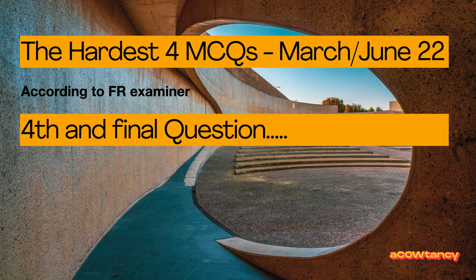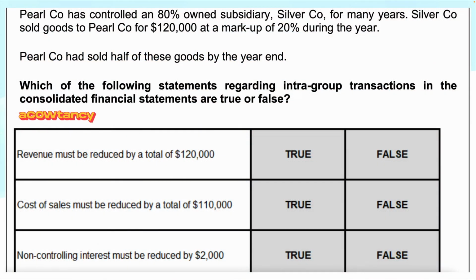Finally then, the fourth and final question, let's have a look at this. Pearl has a subsidiary that it owns 80%, controls 80%, owns 80%, controls it all. And Silver is selling goods to Pearl. So we've got the subsidiary selling to the holding company, the parent company, for 120,000 at a markup of 20%. Okay, and they'd sold these goods by the year end. Basically, this question is just looking at what's happening to revenue, cost of sales, and NCI.